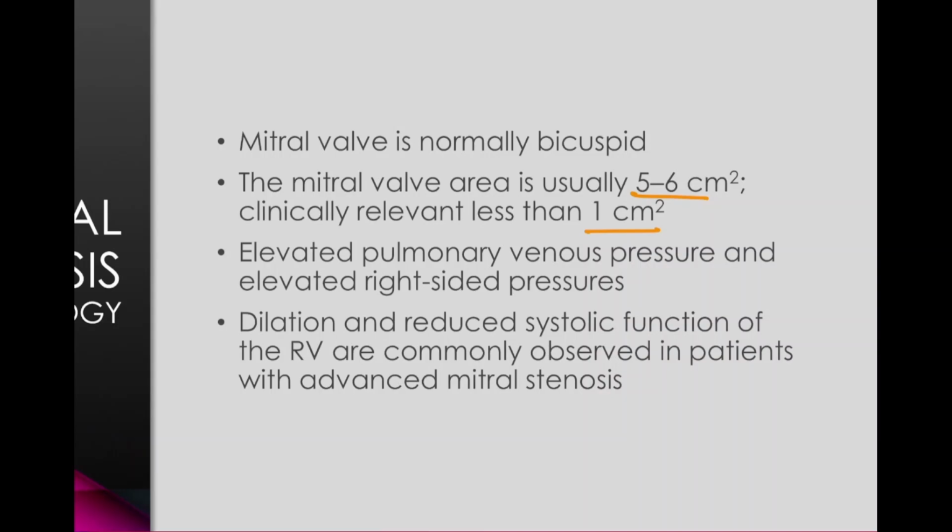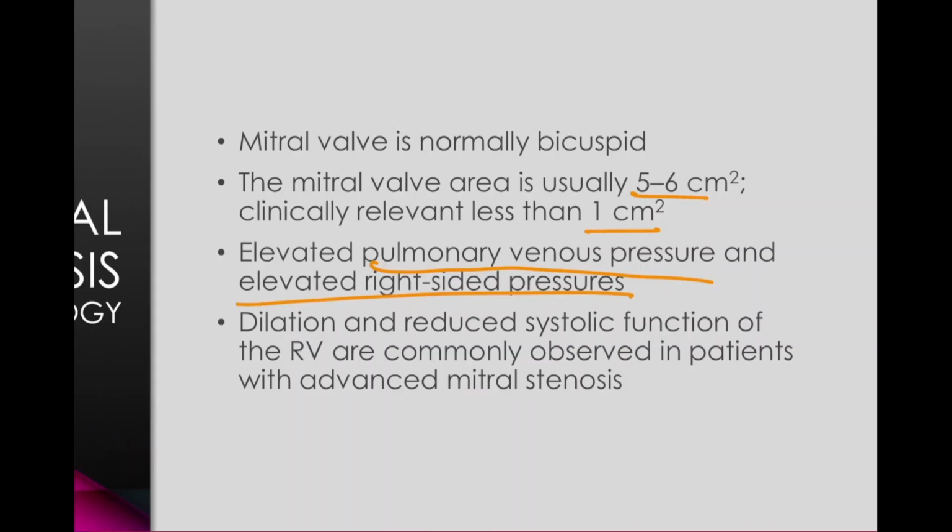We get elevated pulmonary venous pressures and elevated right-sided pressures. Why do they get that? Where's the blood backing up? Well, where is it first? Left atrium is where the blood is backed up. The left ventricle is fine. It just can't fill because of the stenotic mitral valve. The left atrium is backed up. Where does that backup go to? Pulmonary vein, then the lungs, which will then be translated to the right side of the heart.